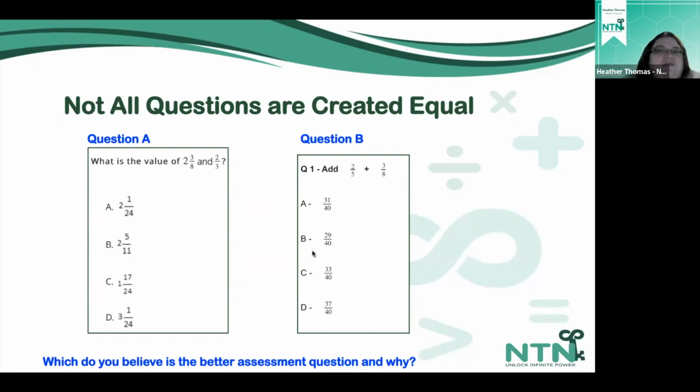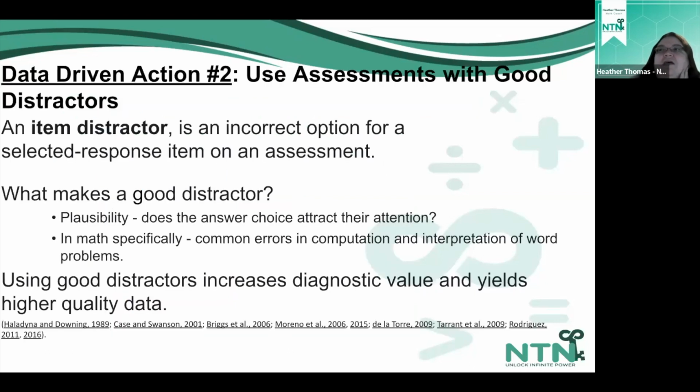So when we think about this particular question, you can move to the next slide. We really want to focus in on distractors. And distractors, as you're going to see on the next slide here, is an incorrect option for selected response items on an assessment. And these can be very beneficial in generating data for us if we've designed good distractors.